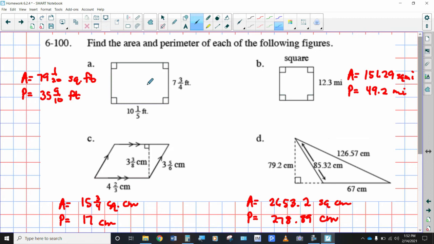Problem number 100. Ooh, joy. Lots of work to do here. All right, I don't think I want to go through and do every single one of these.